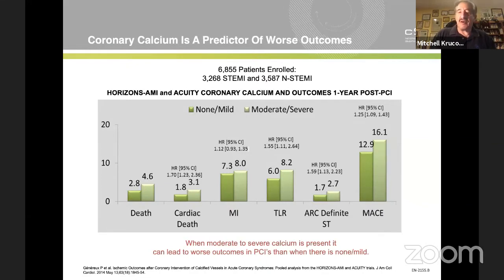From the core laboratory point of view, almost a third of these patients had visible calcium or out to severe calcium. And when those patients were stratified by the calcification as seen in a quantitative core lab, the outcomes for everything, death, cardiac death, MI, TLR, stent thrombosis, are worse if there is significant calcium as quantified in a core laboratory.